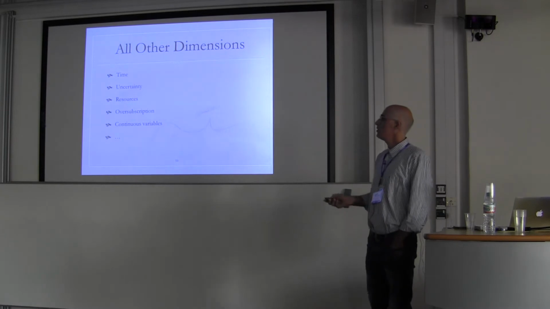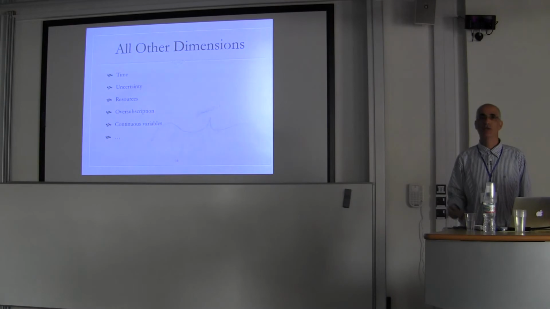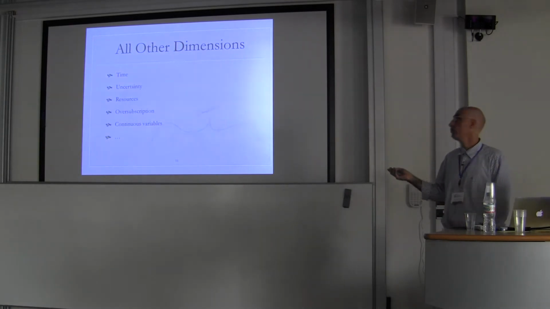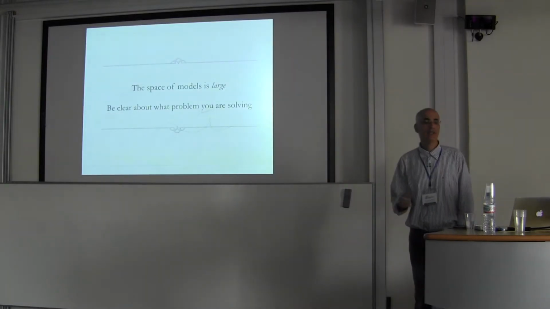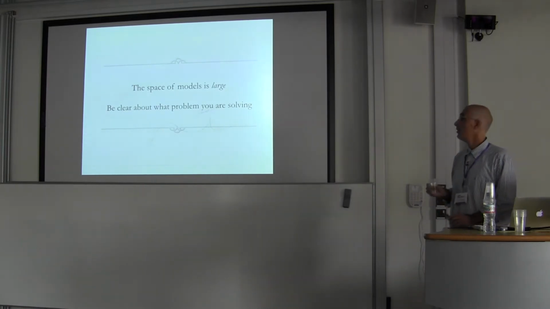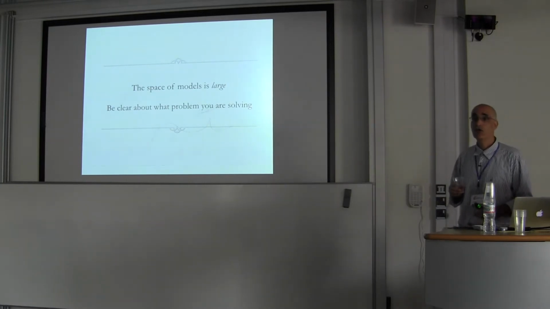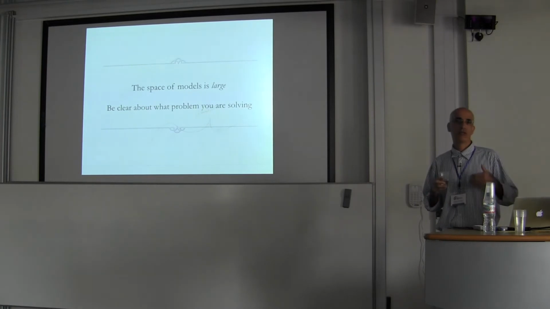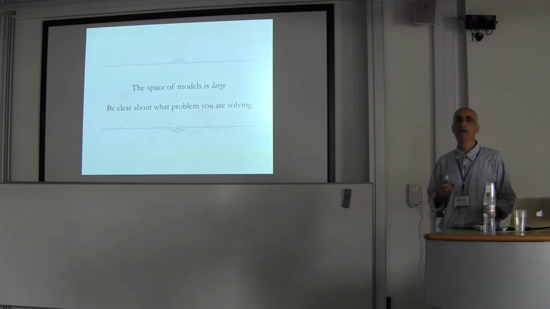And as I noted, all the other dimensions that you could think of in single agent planning, of course, remain relevant in multi-agent planning, but I'm not going to discuss it. Okay, so my point here is that the space of models that you need to think about is very large, and if you are coming up with an algorithm or trying to model a certain problem, it's important that you understand the different aspects of the problem you're looking at and be clear about what it is that you're trying to solve.